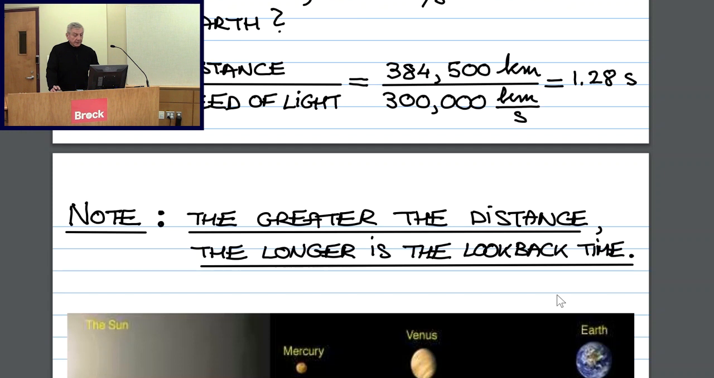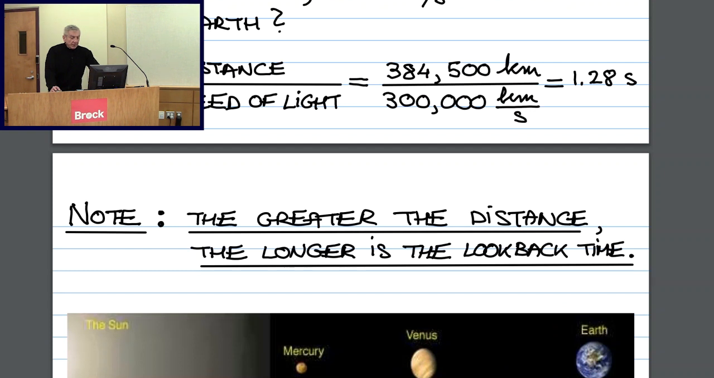And on this scale, we see not just Earth, but also two other inner or terrestrial planets, Venus and Mercury. So our distance from the sun is 150 million kilometers.